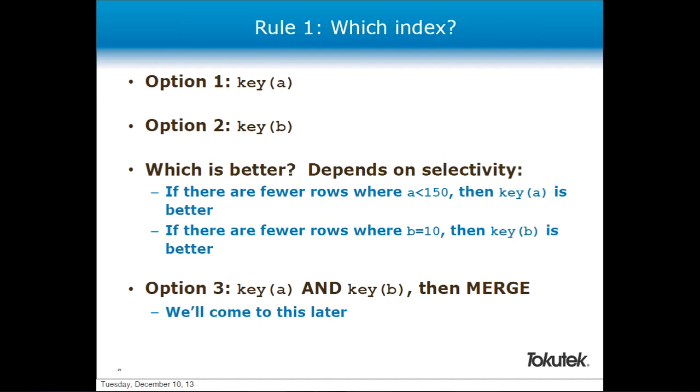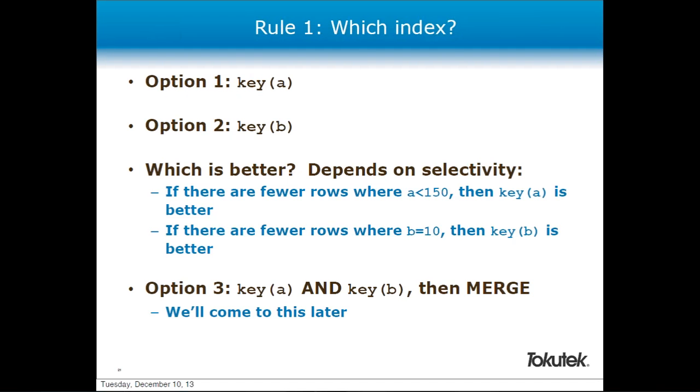Option 1, use a key of A. Option 2, use a key of B. Which is better? To know which is better depends on something called the selectivity. If there are fewer rows where A is less than 150, then key of A is better. If there are fewer rows where B is equal to 10, then key of B is better. So really the answer for key of A or key of B is data dependent. Which index is better? Which index forces you to retrieve fewer rows?